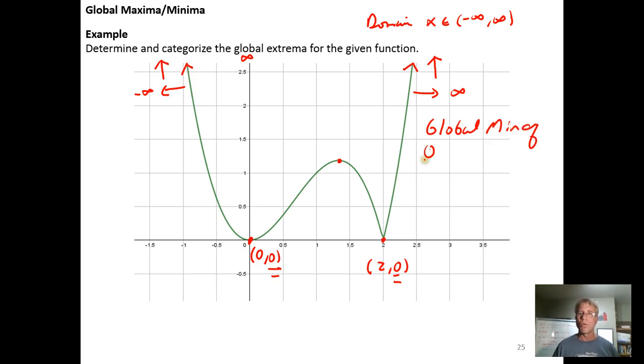We have a global minimum of 0, or y equals 0. And that minimum value occurs in 2 spots. So we have 2 locations where the global minimum occurs. So global minimum of 0, which occurs at (0, 0) and (2, 0). So this was a case where I chose this particular example because there were two places where the global minimum occurs.